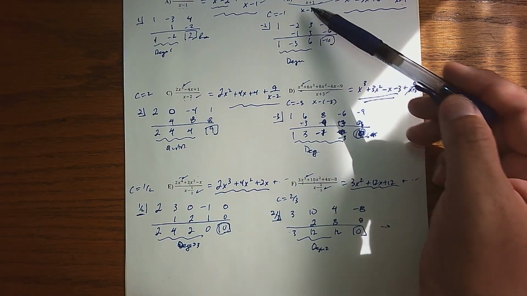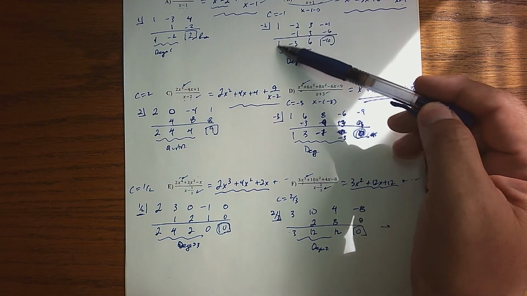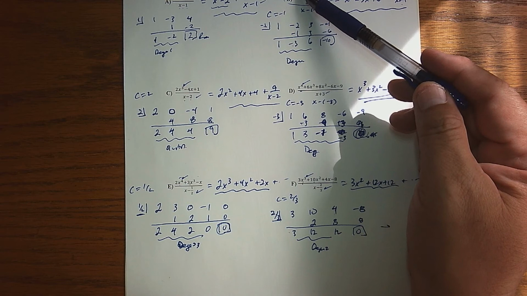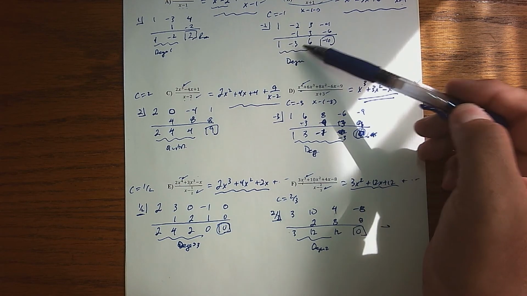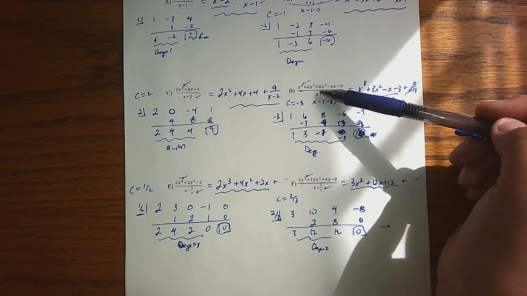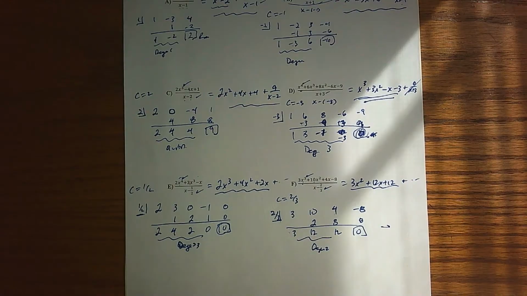The way we read that again is look at your power that you divided by, and that'll tell you the degree that you have. So if we're dividing a third degree by a first degree, our quotient should be a degree 2, right? If we're dividing a fourth degree by a first degree, our quotient should be degree 3, and you see that happening a couple times.